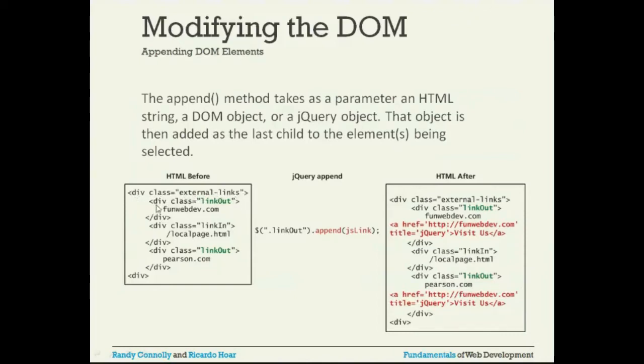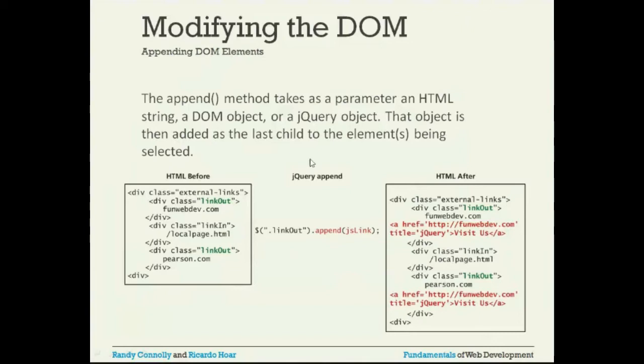Inside this div, I have one more div. This is the opening, closing div. The class is link out, and this is some HTML content. And I have another div, class link in, and the content is /local page.html. Then I have one more div, class link out, with some HTML content. This is how we have the HTML.